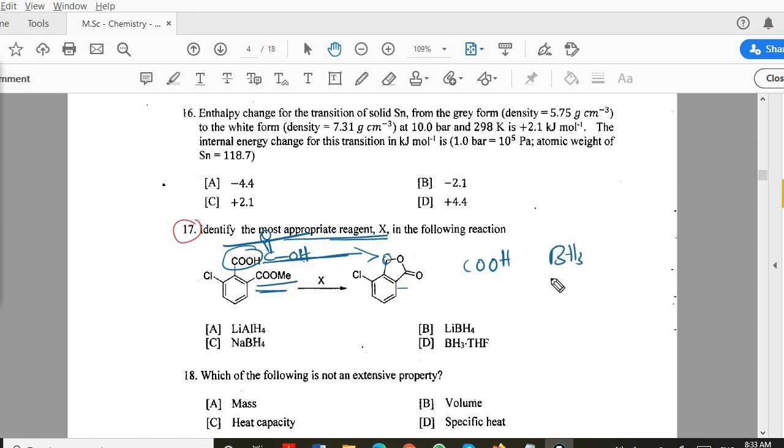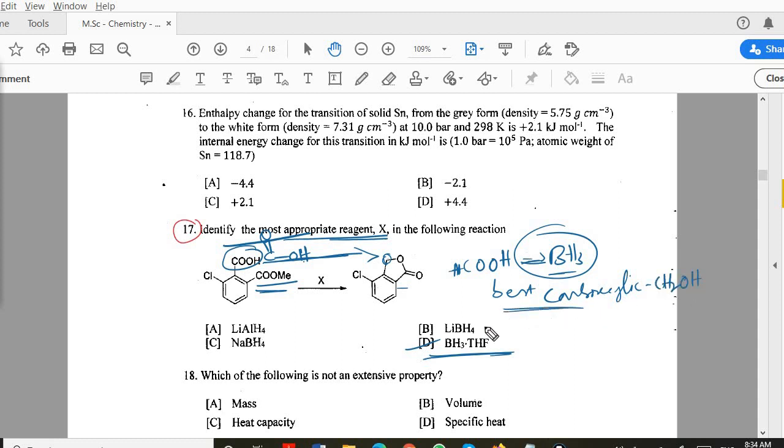So in the next class we're going to see the boron reagents. So far we have been discussing the substituted boron reagents. In that you're going to see this boron in THF, which is the best reagent for the conversion of carboxylic acid into alcohol. So for the reduction of carboxylic acid, we are going to use boron.